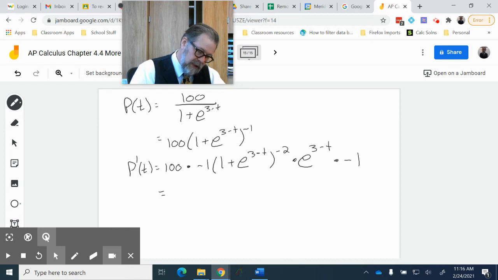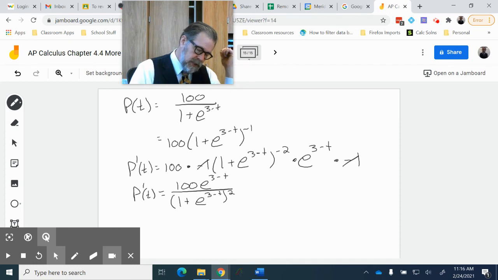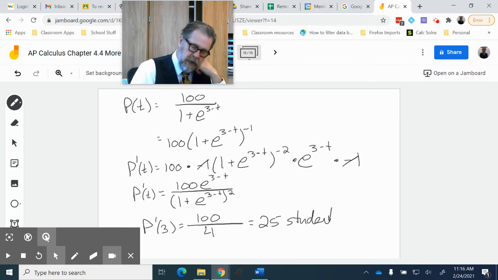So what I get is 100 e to the 3 minus t, all divided by 1 plus e to the 3 minus t squared. Notice that the negatives have canceled each other out. And setting t to 3, well, 3 minus t is 0, so e to the 0 is 1. 1 plus 1 in the denominator is 2. 2 squared is 4, which means that this is spreading on day 3 at a rate of 25 students per day.